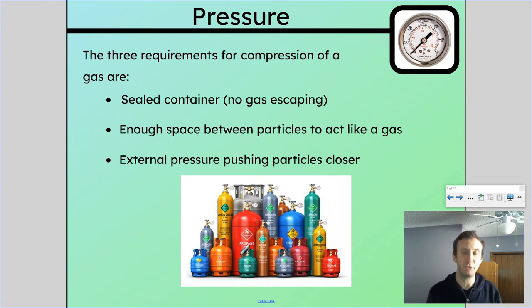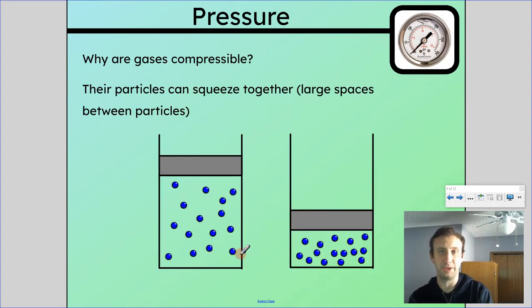So how do we actually compress a gas? Well, in order for us to compress a gas, we need to have a sealed container so that no gas can actually escape. We need enough space between particles so it's not already compressed, so that those particles can get closer together. And then we need some kind of external pressure that is causing those particles to be pushed closer together. So for example, some kind of pump or a compressor, in order to force the air into that container.